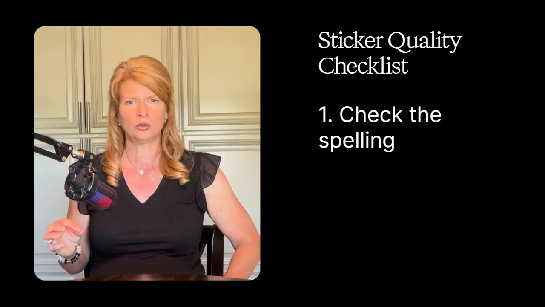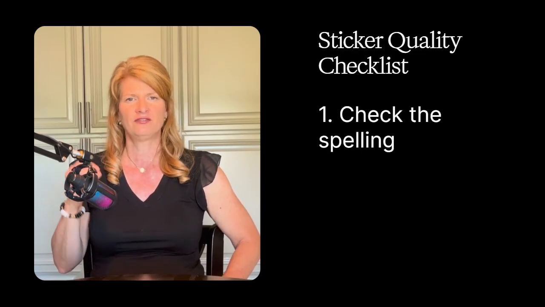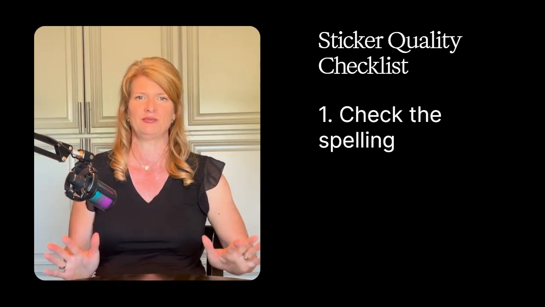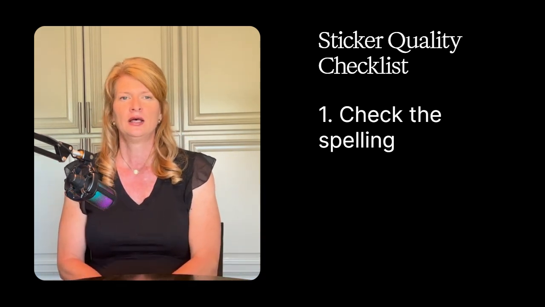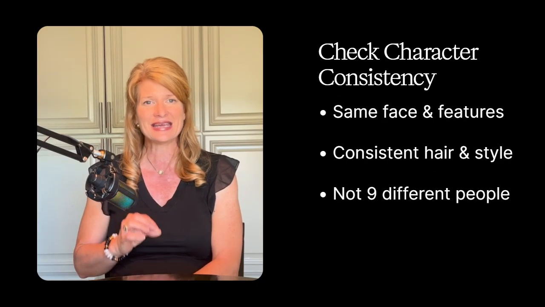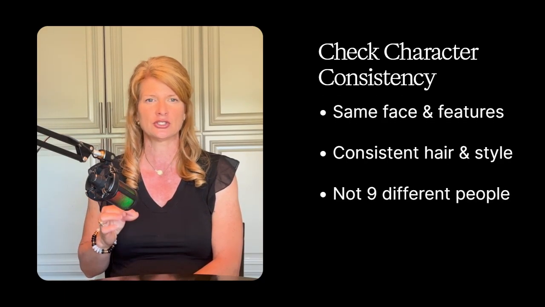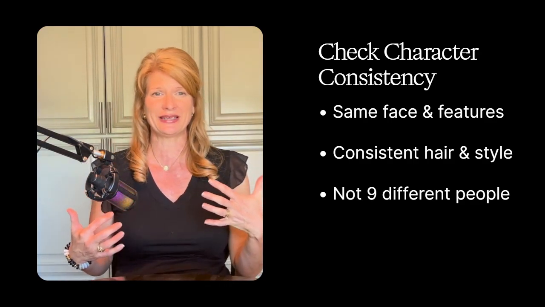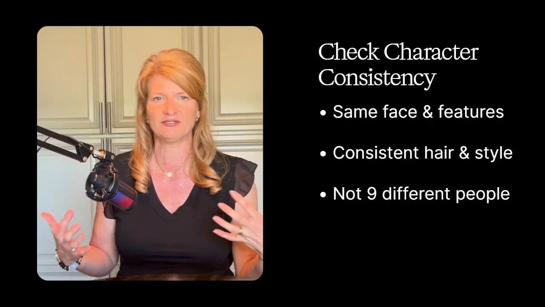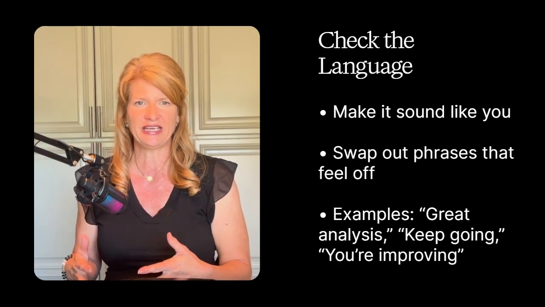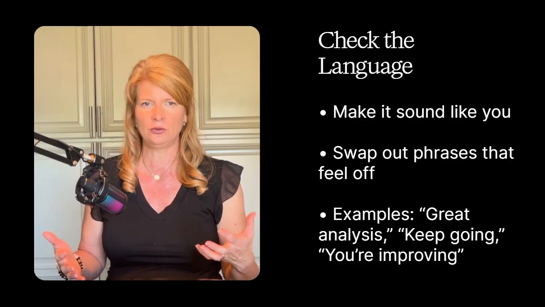Now, once the tool generates your stickers, you're going to want to check 3 things. First, you're going to want to check the spelling. AI image tools have improved significantly, but sometimes they still spell like they were a 2-year-old. And so next, you're going to check for character consistency. The purpose of these stickers is that you want them to look like you. So you don't want them to look like 9 different people. And the third thing is you want to check the language. If Thanksgiving vibes doesn't sound like you, change it.